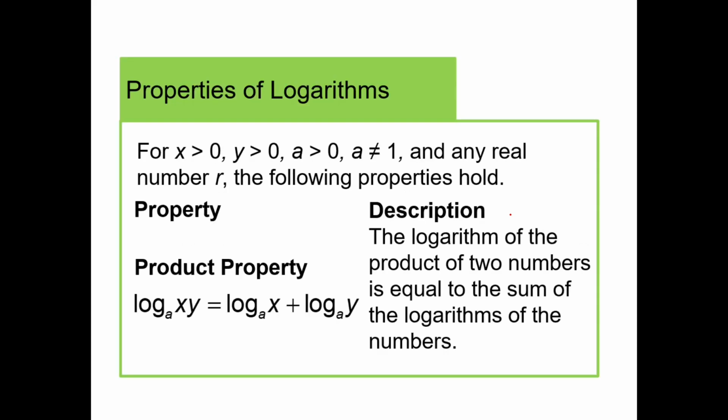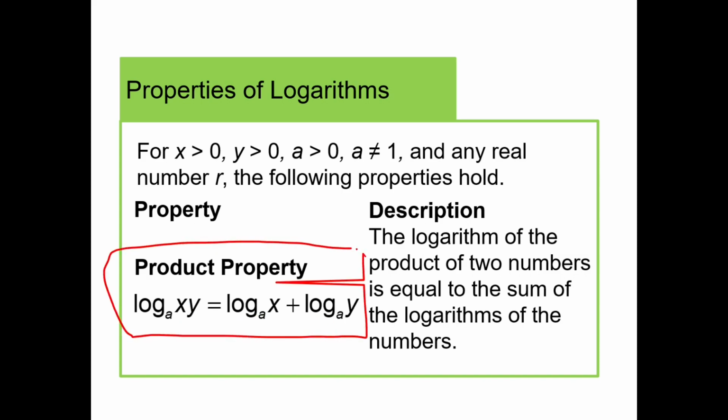Properties of logarithms. For x greater than 0, y greater than 0, a greater than 0, a not equal to 1, and any real number r, the following properties hold. The product rule says log base a of x times y equals log base a of x plus log base a of y. So the product rule states that we can change a product into the sum of two logarithms. The logarithm of the product of two numbers is equal to the sum of the logarithms of the numbers.